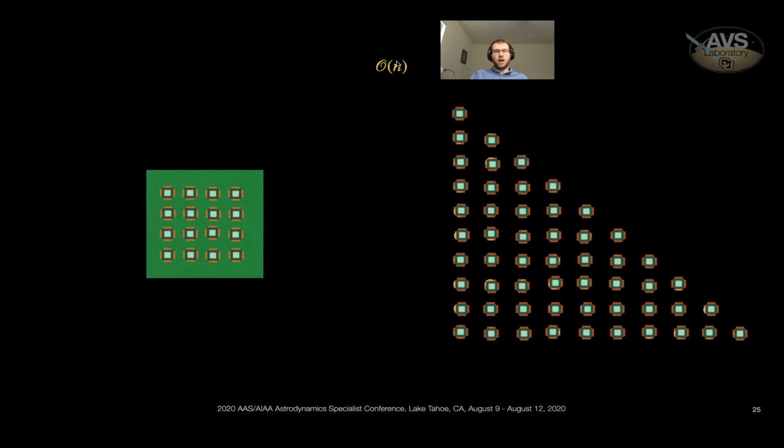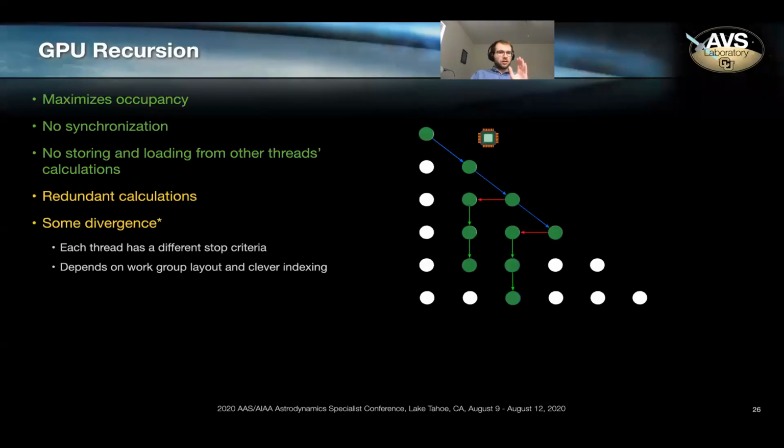So that bodes well. This is good because we're maximizing occupancy. All threads have work to be done and they're all active. There's no synchronization required, and by association, there's no need to store and load from other intermediate operations from different threads. That isn't to say this is perfect, as there are redundant calculations. Many of these threads on the GPU will traverse that diagonal and occasionally retraverse different rows.